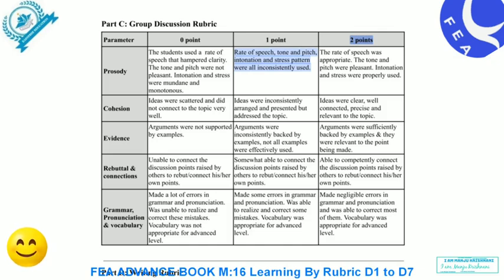2 points. The rate of speech was appropriate. The tone and pitch were pleasant. Intonation and stress were properly used. Ideas were inconsistently arranged and presented but addressed the topic. Arguments were inconsistently backed by examples. Not all examples were effectively used.